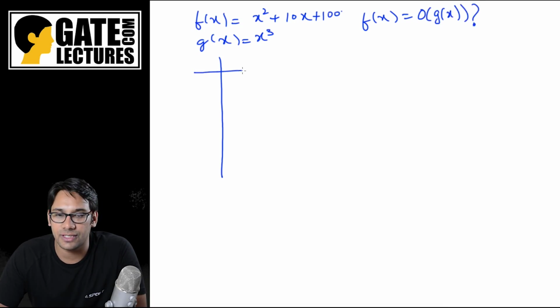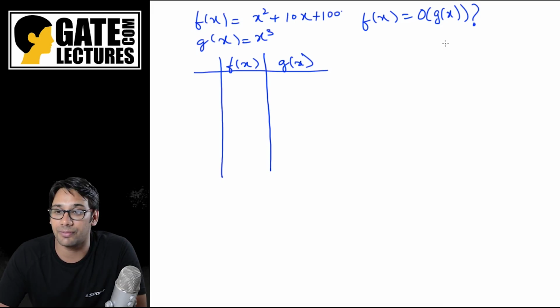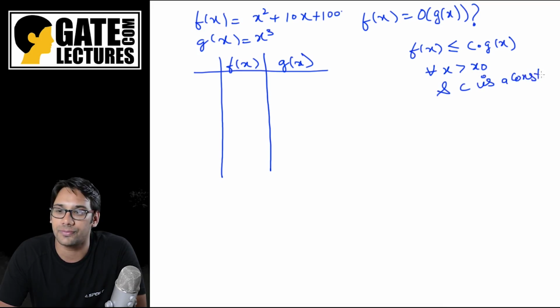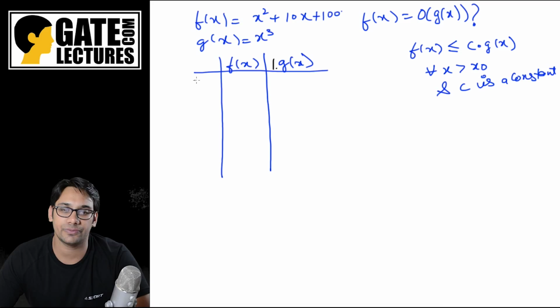Okay, now let us see, can we say this thing or not? So assume this is f(x), this is g(x). Remember, what is the definition? The definition is f(x) should be less than or equal to c dot g(x) for all x greater than x naught, and c is a constant, a finite number. So here let us assume that the value of c is 1. So if the value of c is 1, let us put some values of x. Assume the initial value of x is 1.